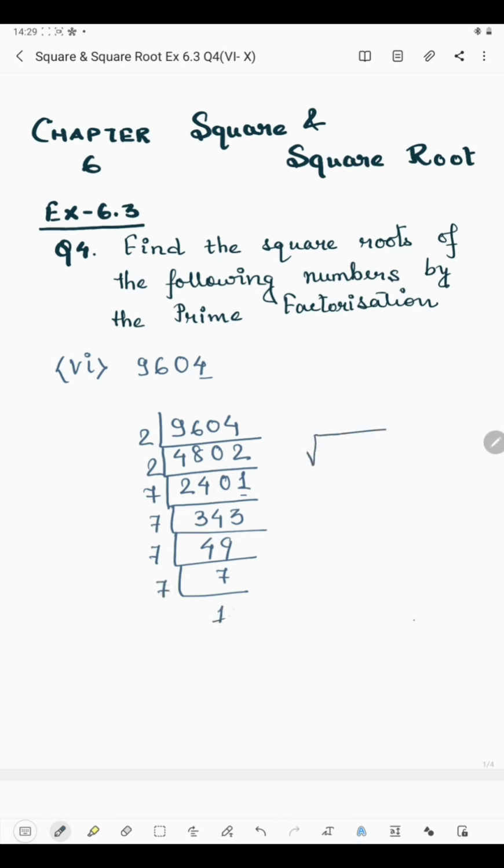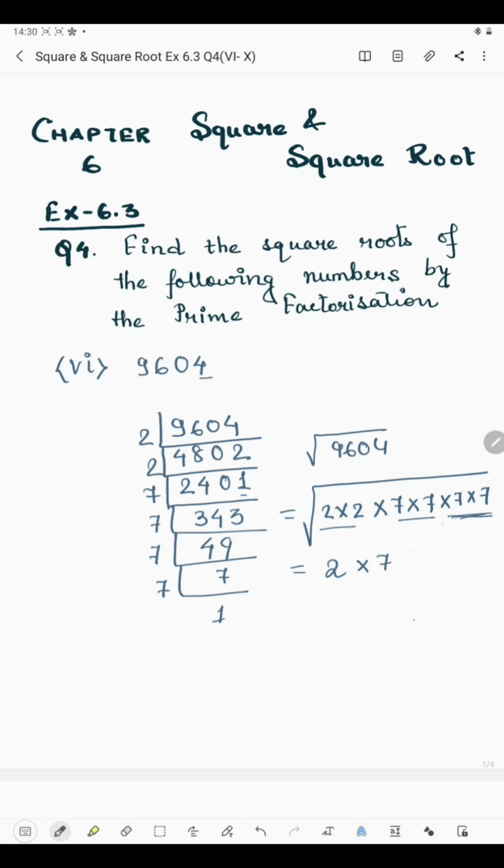So the square root of 9604 will be, how many 2s have we got? We have got 2 2s and 4 7s. Now we will make pairs of these. From 2 2s we will take 1, from 2 7s we will take 1, and from 2 7s we will take 1. So 7 7s are 49, 49 into 2 is 98.